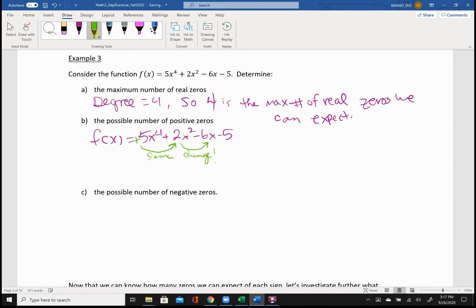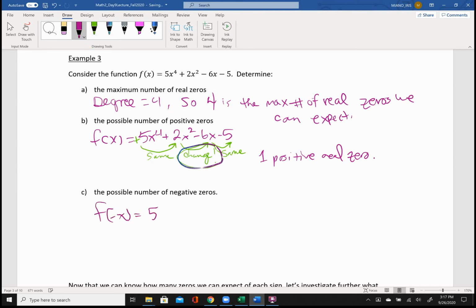Note that. And then from this negative term, we go to the constant term, which is also negative, so it's the same once again. No change in that last movement. Okay, so we had one change. So this means that we can expect one positive real zero. Now a similar thing, but let's look at f of negative x.